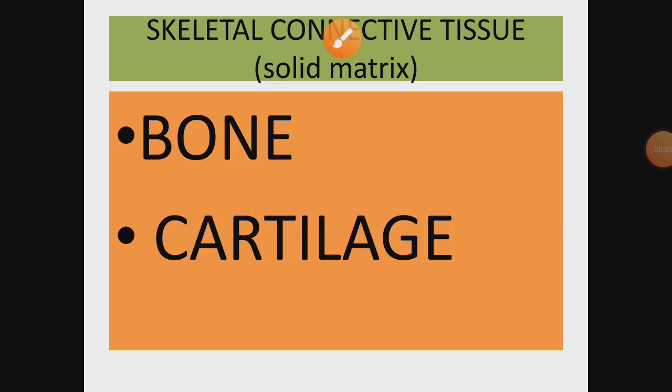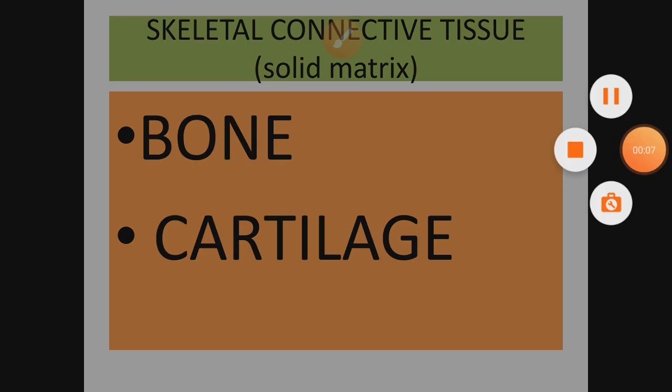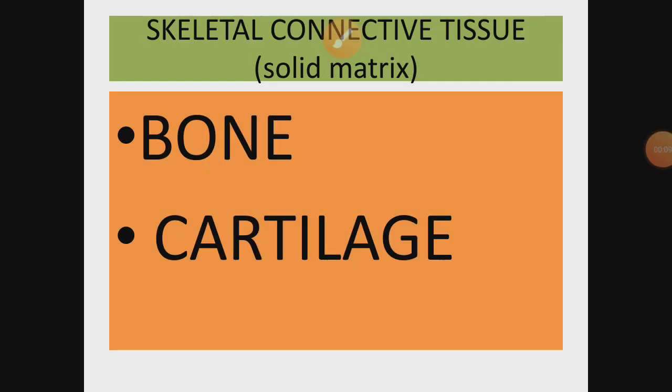Hello learners, today we will study about the skeletal connective tissue. As we know, connective tissue has been divided into three categories based on the type of matrix they have. The three categories include first the jelly matrix that is present in connective tissue proper, then the fluid matrix that is present in vascular connective tissue, and today we will study about the skeletal connective tissue.